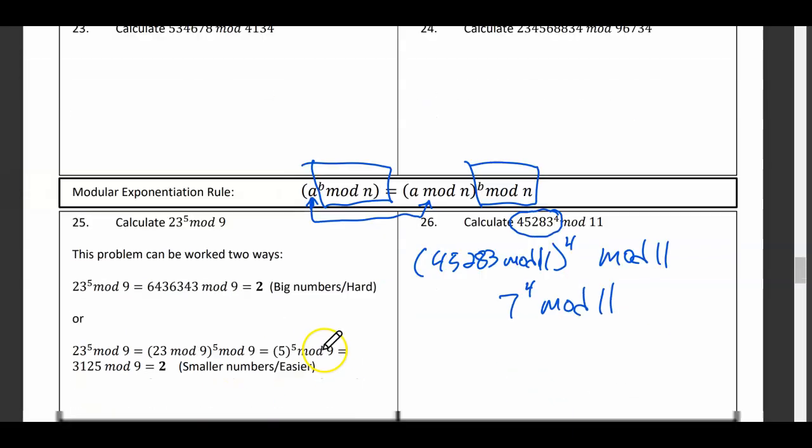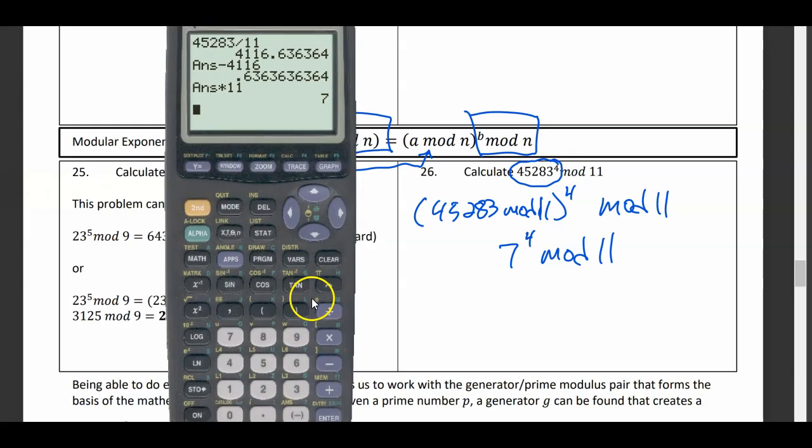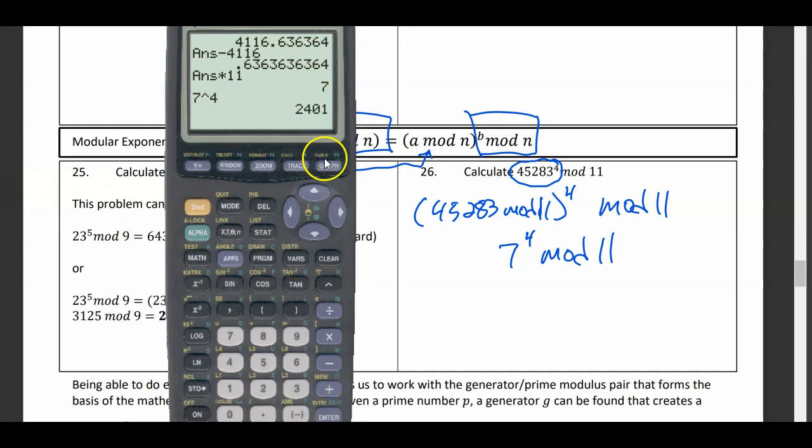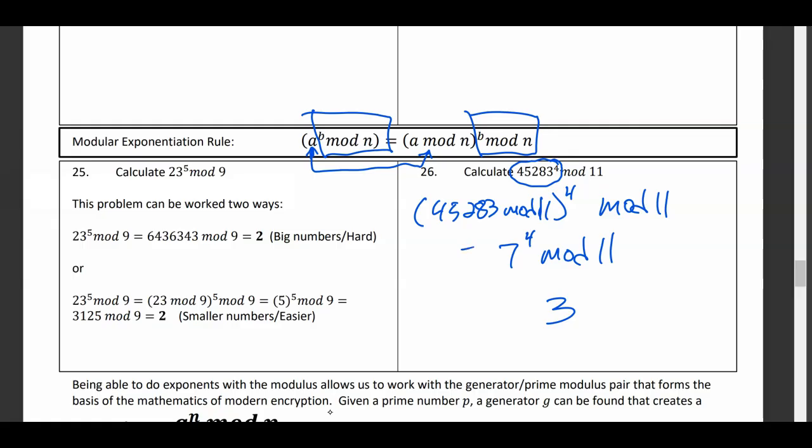You won't have the online tool some people use for this on the test, so you need to be able to do this rule. 7 to the fourth, 2401, mod 11. Divide by 11, subtract whole number part, multiply by 11, 3. There's no other way to do this problem with your scientific calculators. It's too big of numbers.